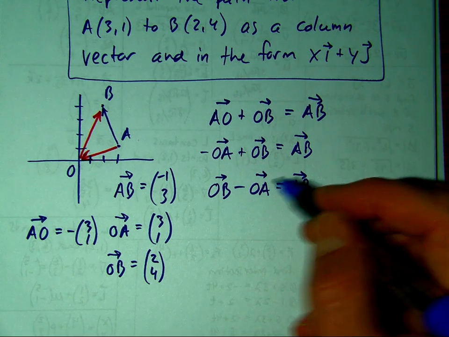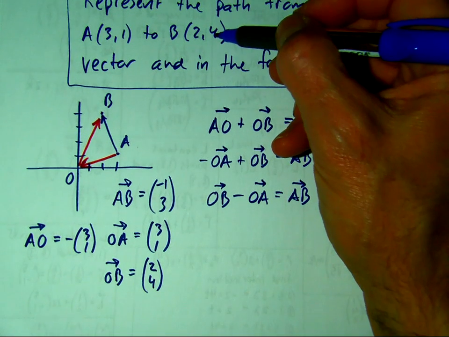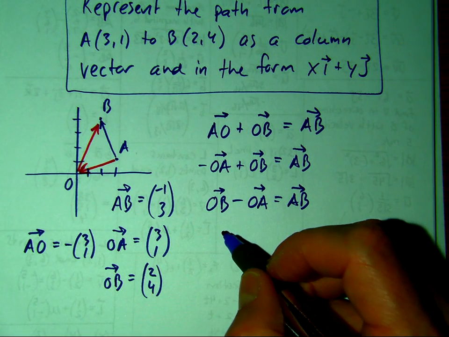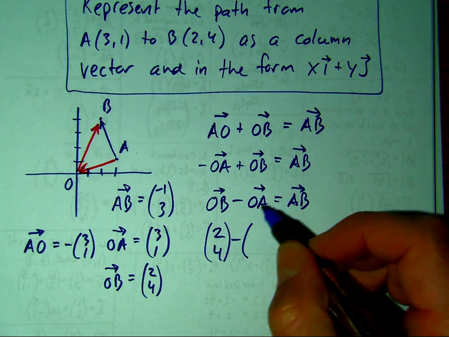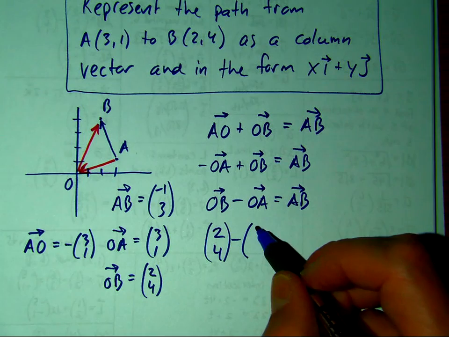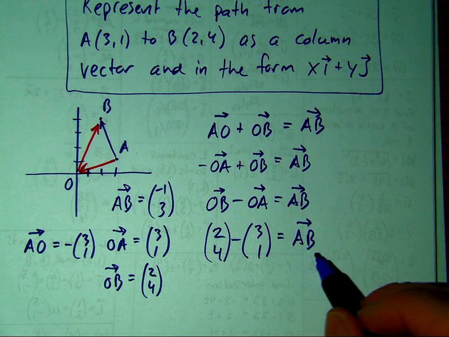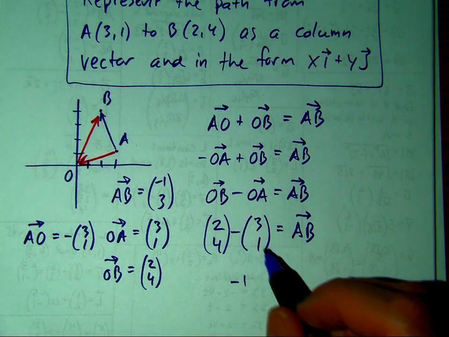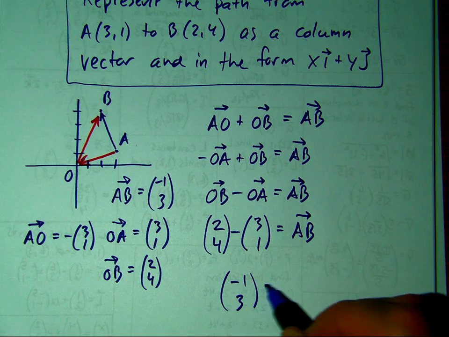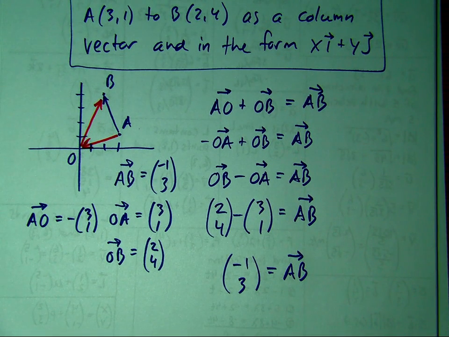So OB is given here. The point gives us the vector 2, 4. And here this point 3, 1 gives us the vector 3, 1. And that's going to equal AB. 2 minus 3, negative 1. 4 minus 1, 3. So that's a way to find a vector from a point to another point. We can just subtract their position vectors.